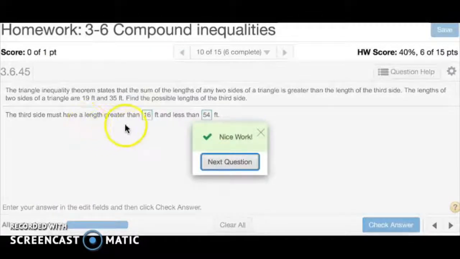And that's it. So always put the smaller number where it says it's going to be greater than that number, and it's going to be less than the larger number. So put the smaller number and then the larger number. And then that's all you do for number 10.